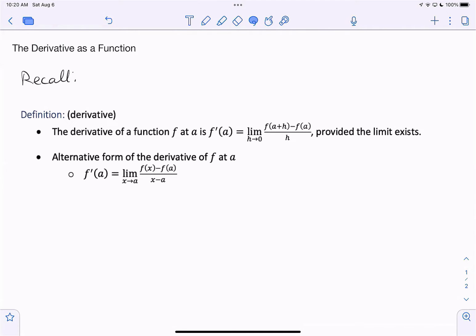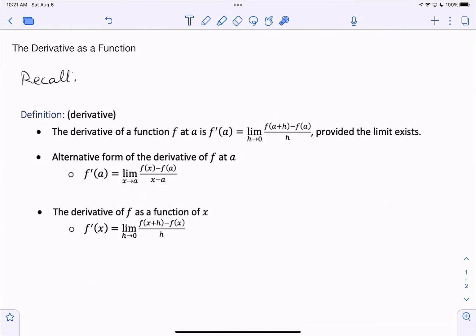You'll recall that before we looked at the derivative of f at a, and we had two definitions for it. One of them was a limit as h approached 0 of f of a plus h minus f of a divided by h. And the other was the limit as x approaches a of f of x minus f of a over x minus a. These are both the derivative at a point. And each of these will give a value, a number for a derivative.